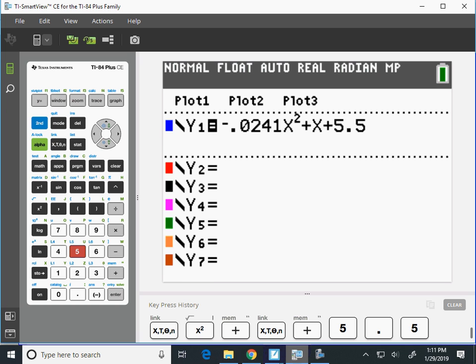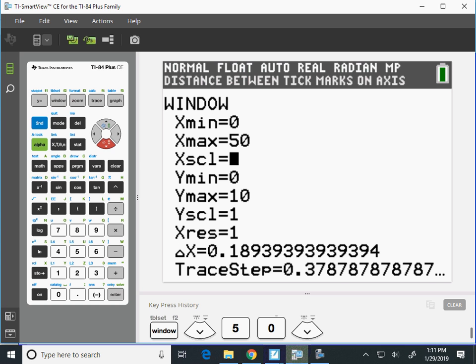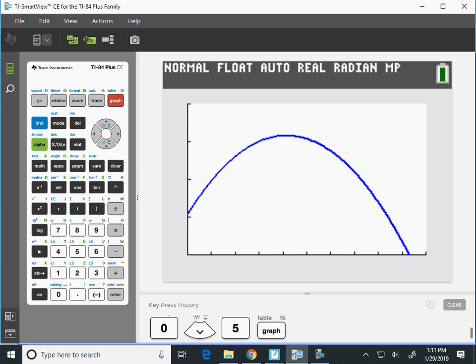Look at that. Window, 0 to 50. Go by 5. 0 to 20. And go by 5. So it looks like it fits everything on there. Okay, so when they give you a picture that has a scale, that is going to help you set your window. Then we'll do a couple here that we're not going to have.